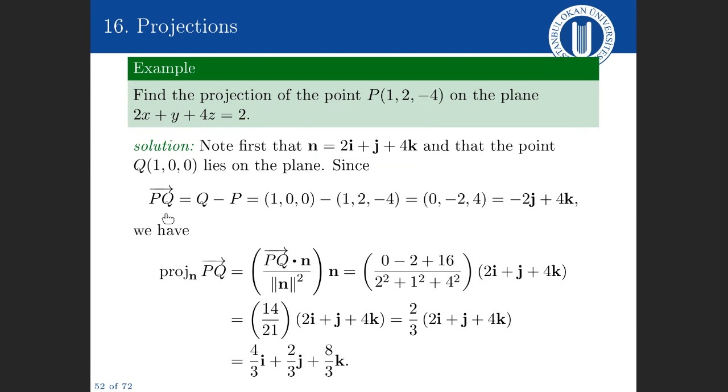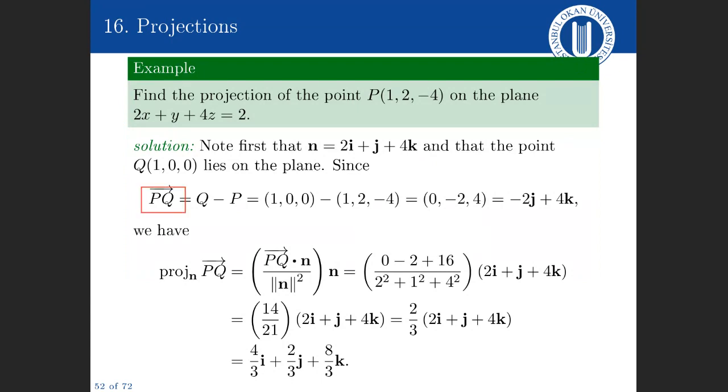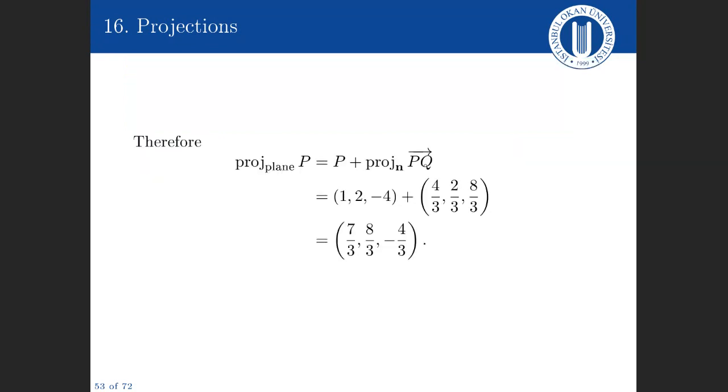Now that we've got the information, it's just a case of taking the correct formula and putting the information in. The correct formula is P plus the projection of PQ onto N. So we need PQ. You can check it's -2j + 4k. And we need the projection of PQ onto N, which you can check is 4/3 i + 2/3 j + 8/3 k. Then we're almost finished. All that's left to do is to put the information into our formula. We want P plus the projection of PQ onto N, which in this case is (7/3, 8/3, -4/3).